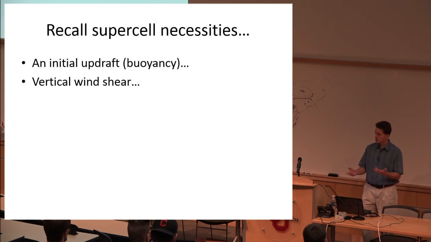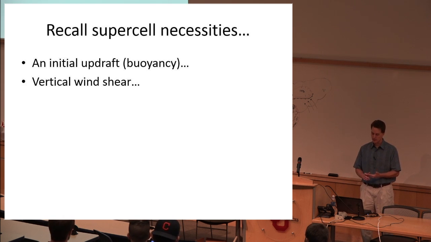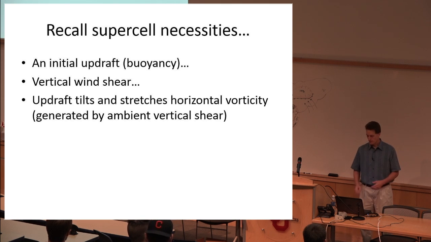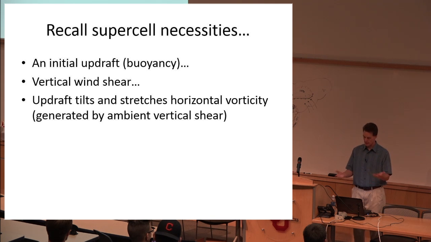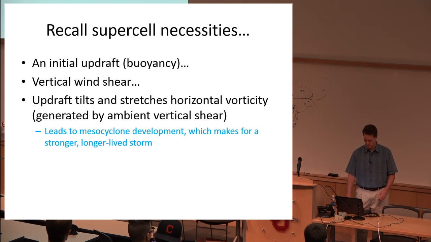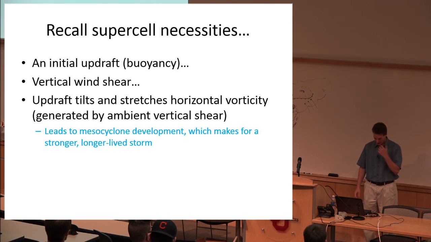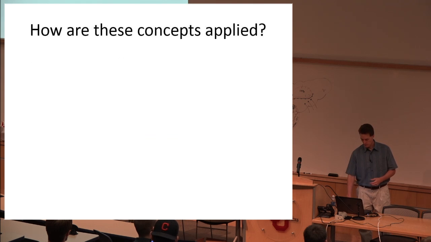We need vertical wind shear to produce a rotating long-lived updraft. We need to tilt and stretch the horizontal vorticity generated by the ambient vertical shear. That's what essentially sets the stage for the supercell. And the fact that it's a rotating storm tends to make it a longer-lived storm.